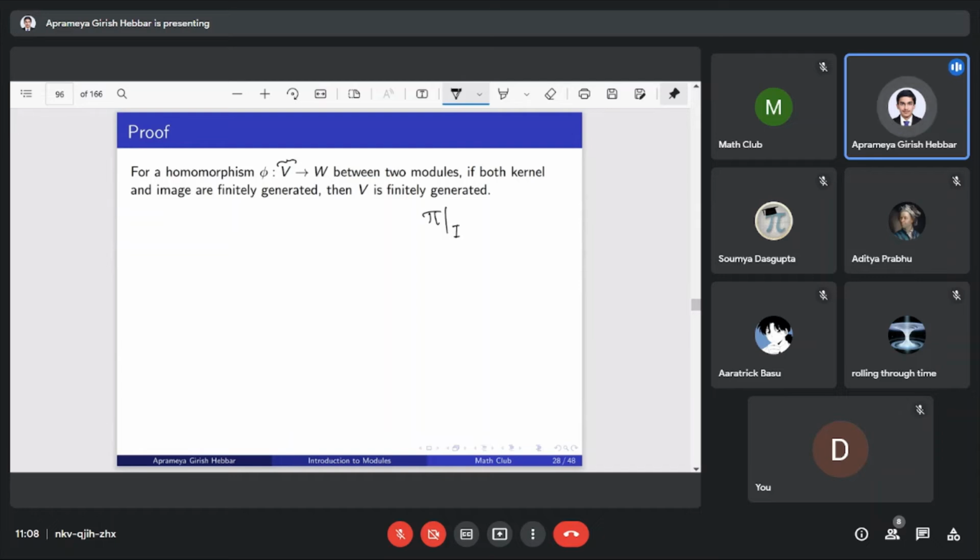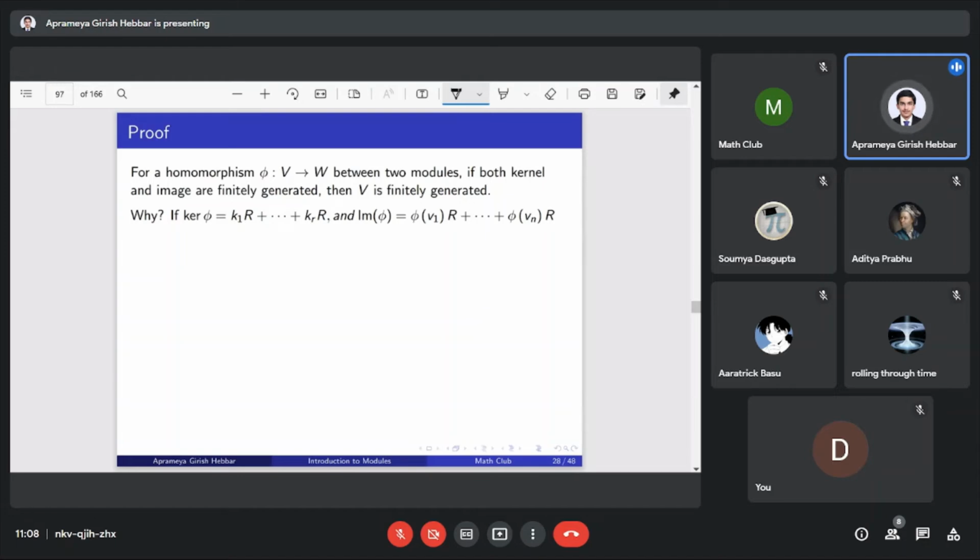So we have pi restricted to I from I to R^(n-1). This map has both kernel and image finitely generated. So this ideal I is finitely generated. So this would prove that every ideal of R^n is finitely generated. So let's prove this. Now why is this true?